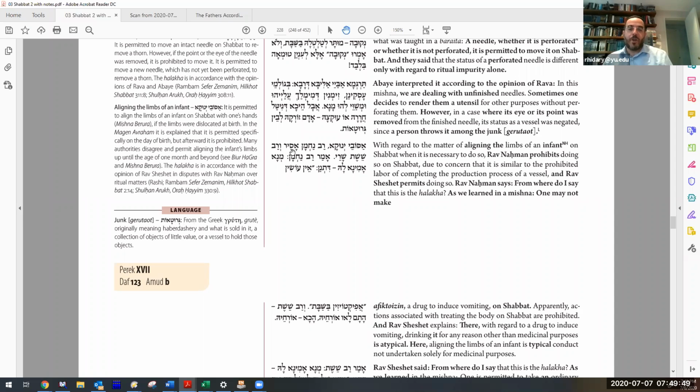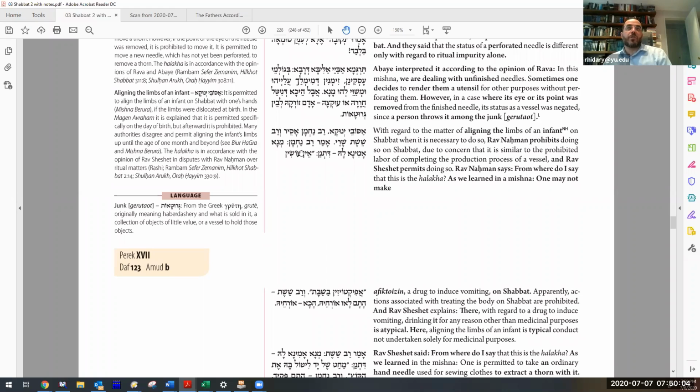Just like if you had a pot or something, if something's out of place, you can put it back together. So to this baby, you're fixing the baby, and so that's why it's not allowed. Rav Sheshet said no, there's no problem. So they each try to bring a proof for their position.